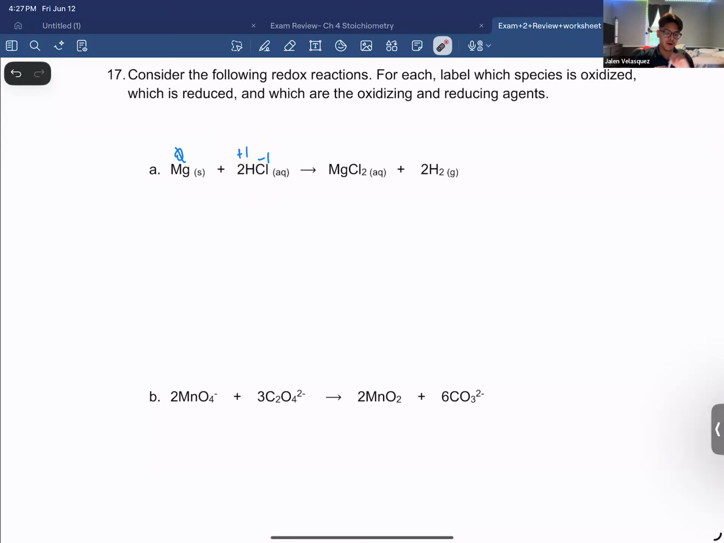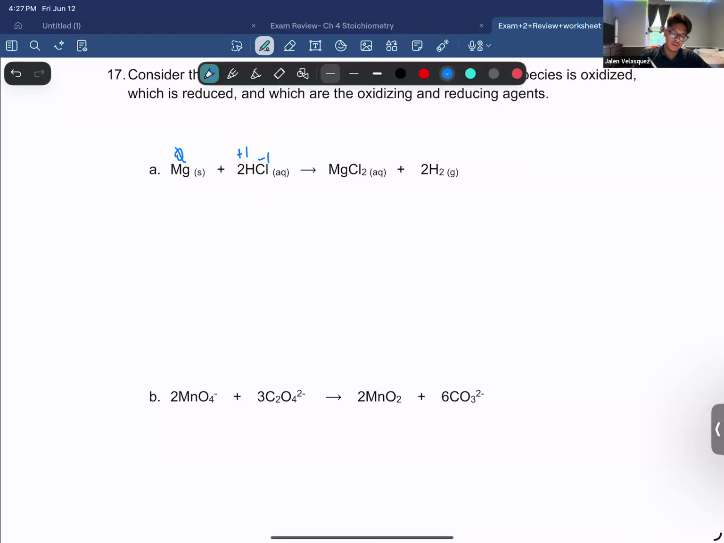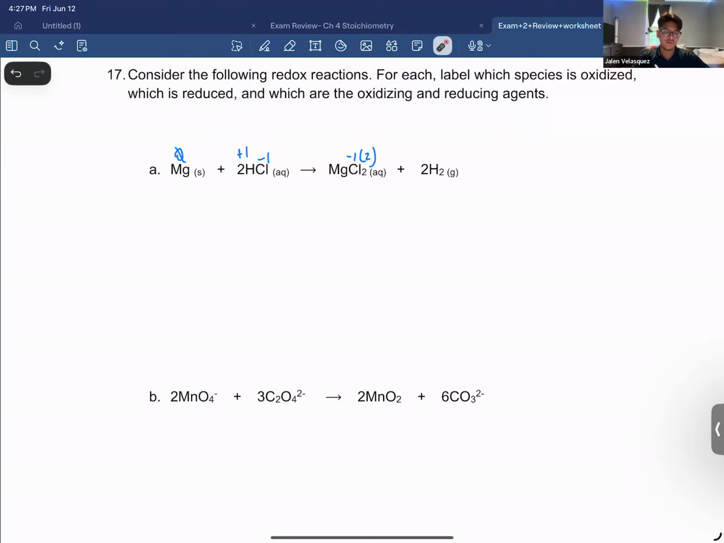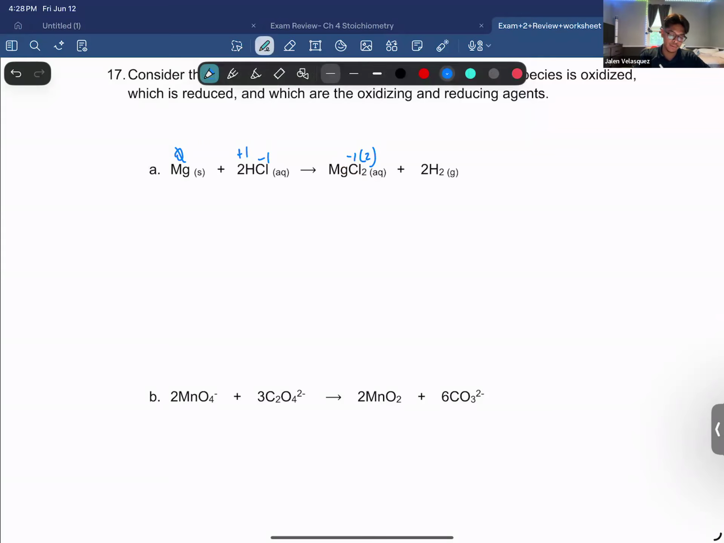So now let's move to the product side with magnesium chloride. Again, we have chlorine, which is -1, but we have two of them, right? So we have -1 times 2, which is -2. And overall, these have to equal zero. So that means that magnesium should be a +2.